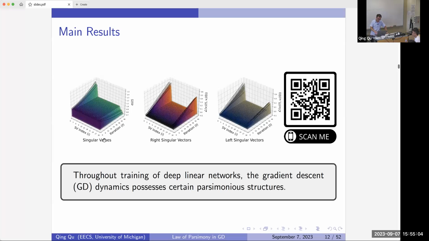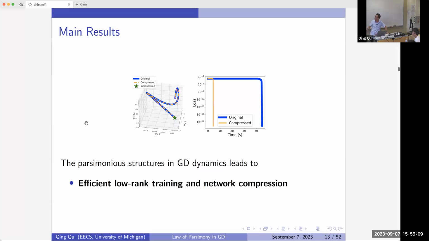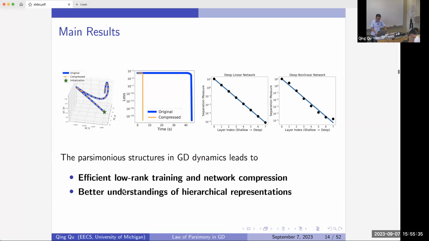By using this low dimensional subspace structure, we can do several things. One is network compression. You can compress your network and do much more efficient training. This low rank training and network compression is not only happening on deep linear networks. We can demonstrate some promising directions on low rank training and compression on nonlinear networks. Another thing is to understand the hierarchical representations of deep neural networks.